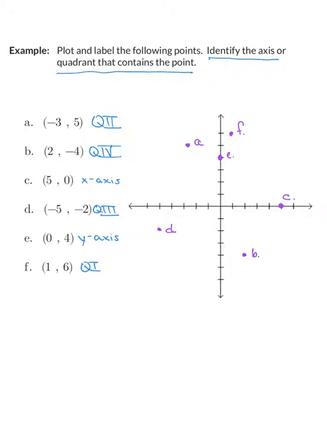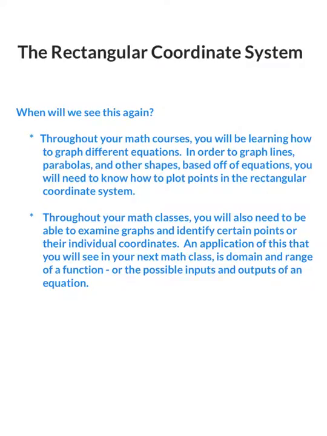Now, later on, we will see this again. We will always be talking about plotting points. And the main thing to keep in mind is when plotting points, we always talk about left and right and then up and down. So when will we see this again? Throughout your math courses, you will be learning how to graph different equations. In order to graph lines, parabolas, and other shapes based off of equations, you will need to know how to plot points in the rectangular coordinate system.